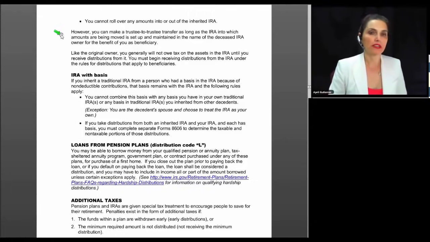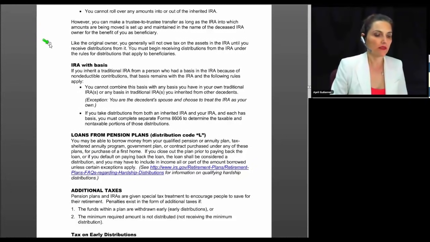You are allowed to make a trustee-to-trustee transfer of one inherited IRA into another account, but it has to retain that beneficiary IRA designation. So amounts can be moved from one account to the other and set up and maintained in the name of the deceased IRA owner for the benefit of you as the beneficiary. Like the original owner, you will not owe tax on the assets in the IRA until you receive distributions from it, and you must begin receiving distributions from the IRA under the rules for distributions that apply to beneficiaries.